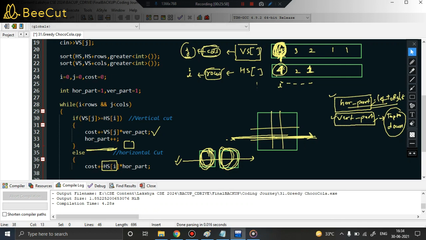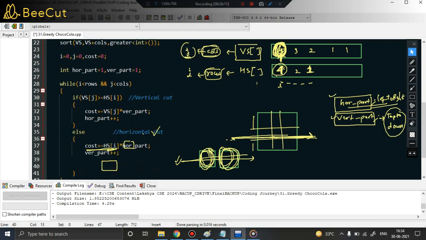Left to right I have 2 parts, right? That is why this will keep track of horizontal parts, how many parts are there horizontally. And you know that whenever you perform a horizontal cut, the number of vertical pieces will increase. So vert part plus plus. I hope this part is clear. Please don't get confused with this. We were just getting confused with the convention, but things are very easy.